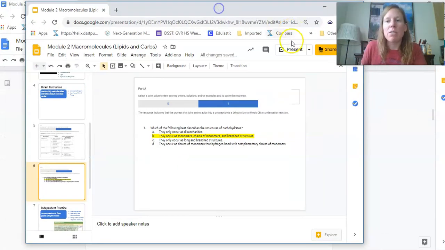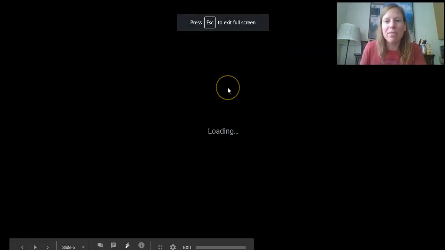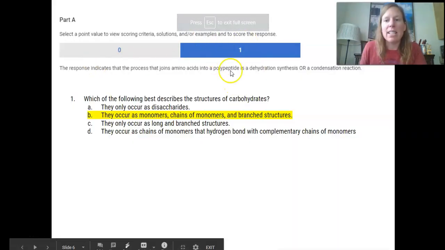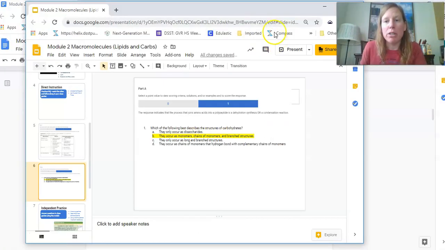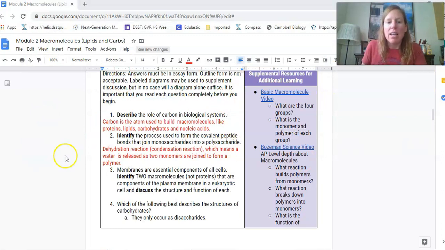To see if we are correct, we're going to look at our rubric, and you see that it says 0 or 1. The response indicates the process that joins amino acids. So I cheated this question. It wasn't amino acid to polypeptide, and this time we're doing monosaccharide to polysaccharide, but they're all the same thing for every macromolecule group. A dehydration synthesis or a condensation reaction is what brings two monomers into a polymer for whatever macromolecule group you are talking about.